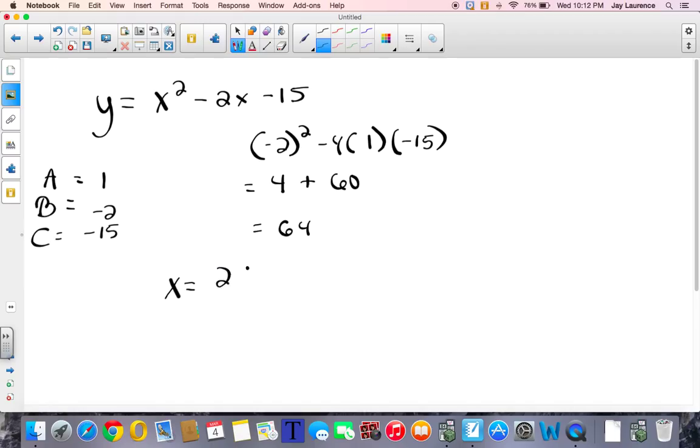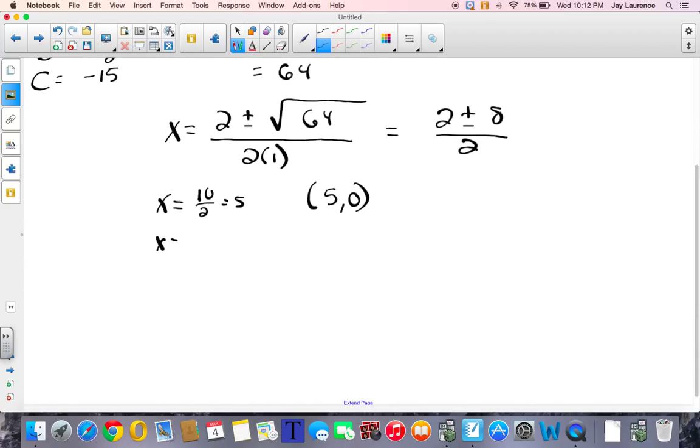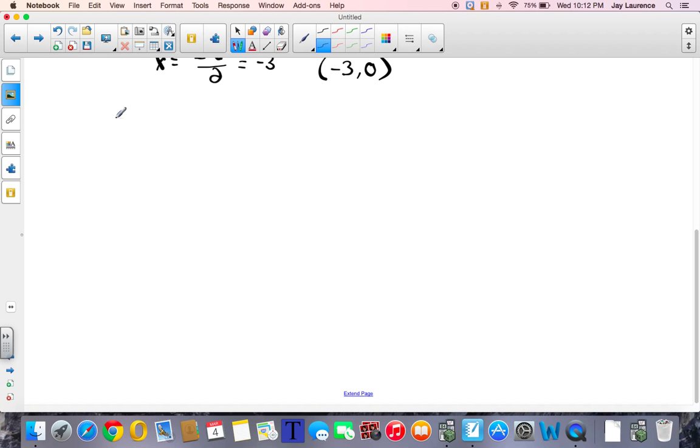So I need the negative of b plus or minus the square root of the discriminant all over 2a. Okay, so that's going to be 2 plus or minus 8 over 2. So the first zero will be 2 plus 8, which is 10 over 2, which of course is 5. So 5, 0 is the first zero. And then the second zero will be at 2 minus 8, which would be negative 6 over 2, which is negative 3. Negative 3, 0. Okay, so I've got my two zeros.